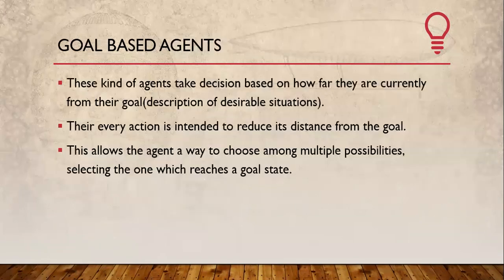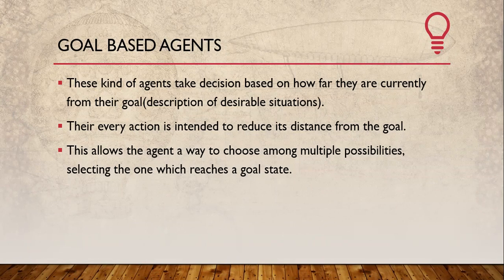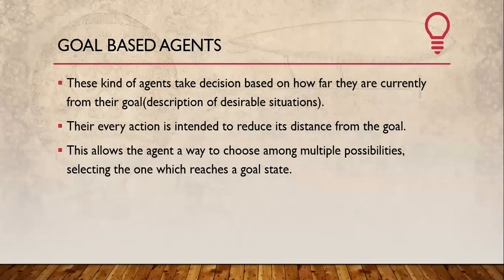Fine. Going forward, the next kind of agent is the goal based agent. If we have understood the model based agent, the goal based agent is one step ahead of the model based reflex agent. The working and everything is extremely similar to the model based agent, with one additional characteristic. So let's see what it is. These kinds of agents take decisions based on how far they currently are from their goal. Every action is intended to reduce the distance from the goal.